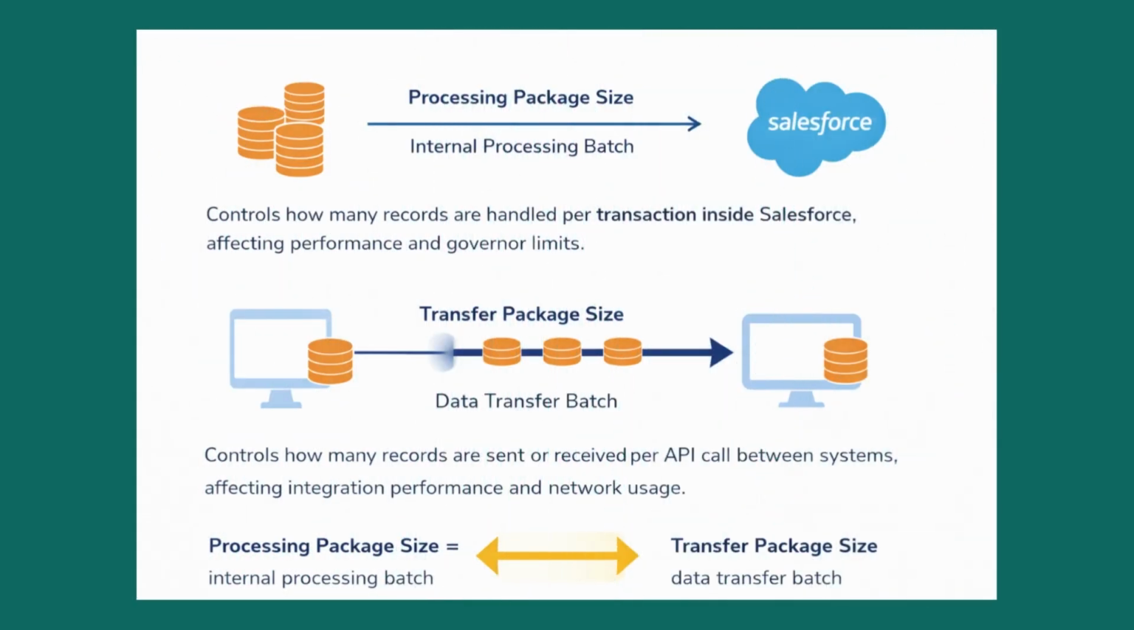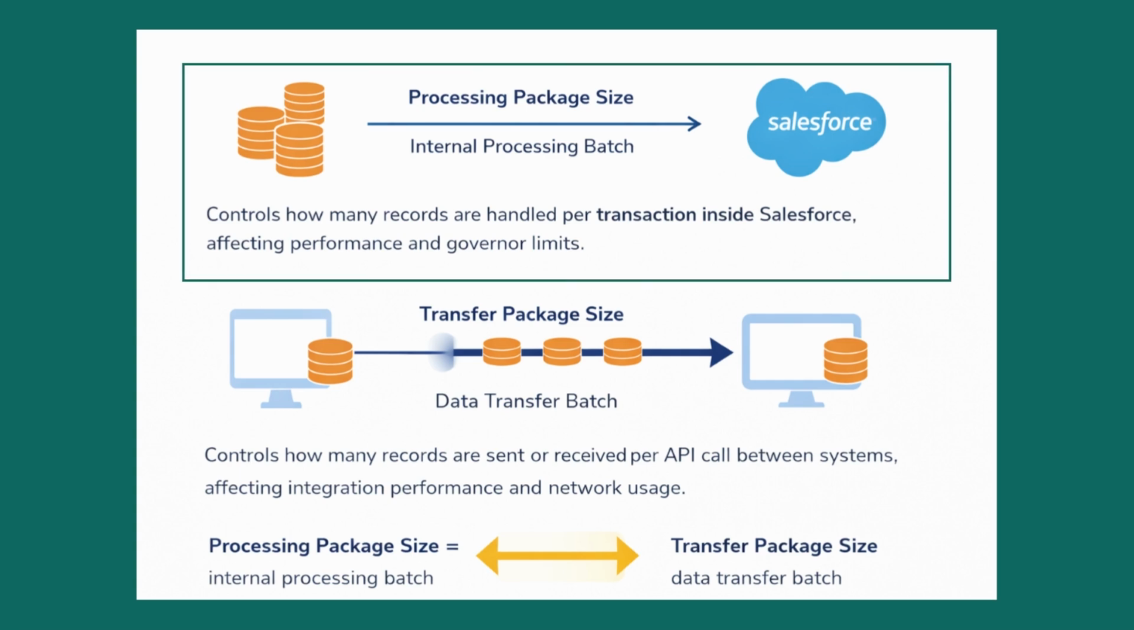In this diagram, we are looking at the difference between processing package size and transfer package size in Salesforce integration. Section: Processing package size. At the top, you can see records being processed inside Salesforce. This represents the processing package size. It controls how many records are handled in a single transaction. For example, if the size is 50, Salesforce processes 50 records at a time. This directly affects performance and Salesforce governor limits. So, choosing the right size is important to avoid errors or slow processing.